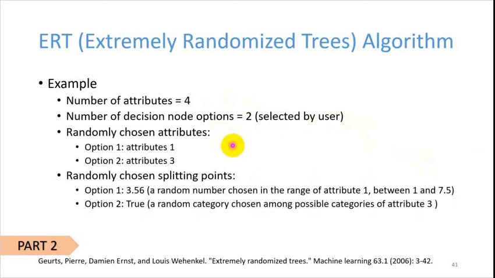And for every option, we need to choose one of the attributes randomly. So for instance, here we chose attribute 1 and attribute 3. And for every one of these options, we need a splitting point. For option 1, it was a numerical attribute, and we chose this number randomly as the splitting point. And for the other one, it was a categorical attribute, and we chose this category randomly as the splitting point.